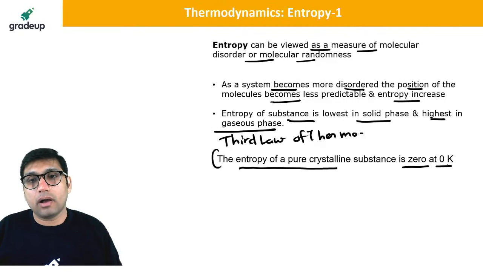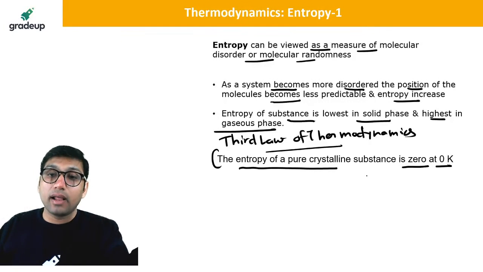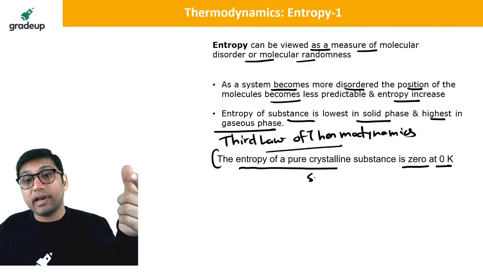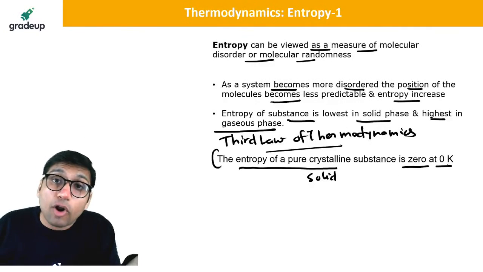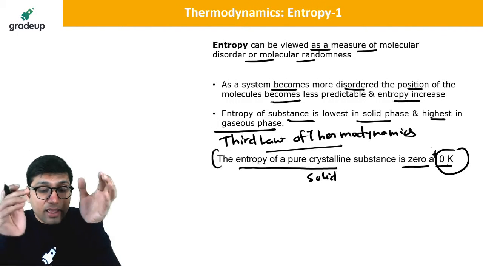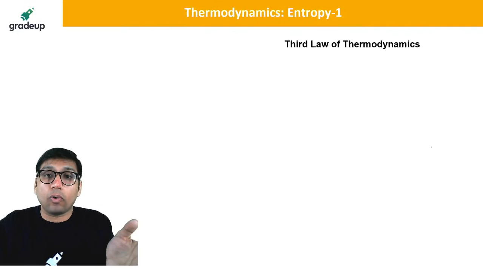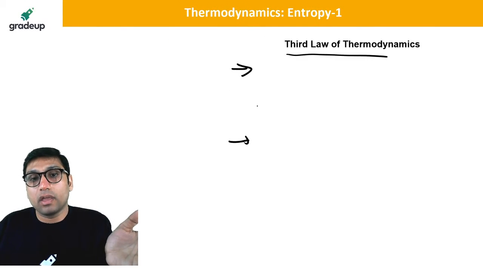Entropy of a pure crystalline substance. Solids have very less entropy, but even a pure crystalline solid or substance will have 0 entropy only at 0 Kelvin temperature. Now the question is, is 0 Kelvin temperature possible? No. According to the third law of thermodynamics, which has two statements.